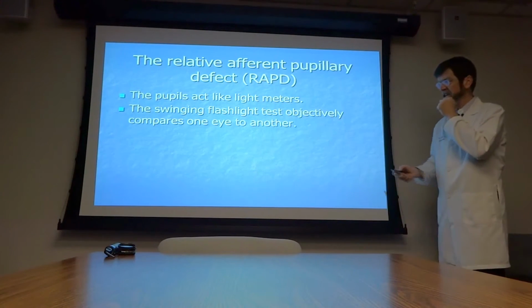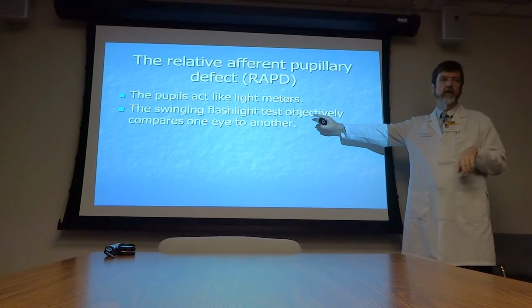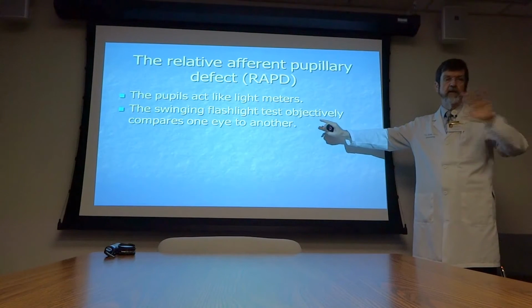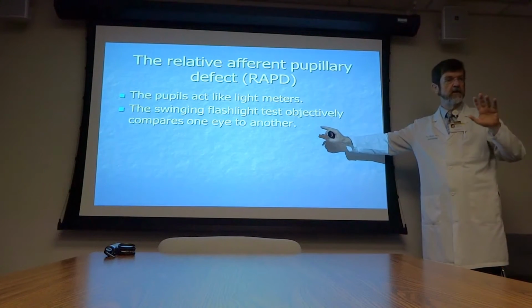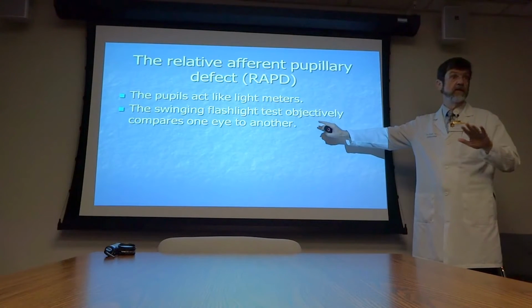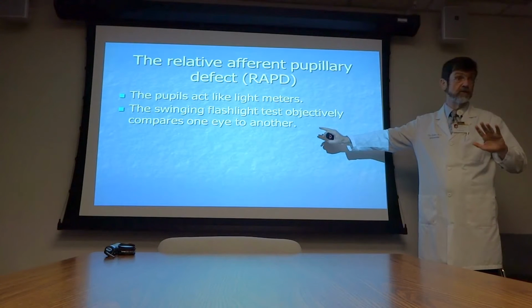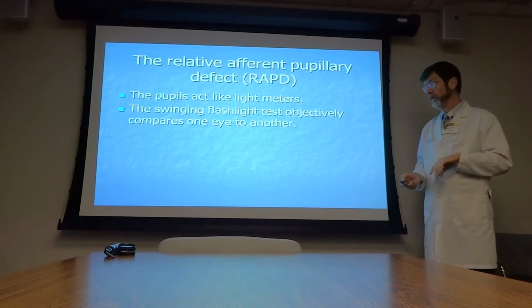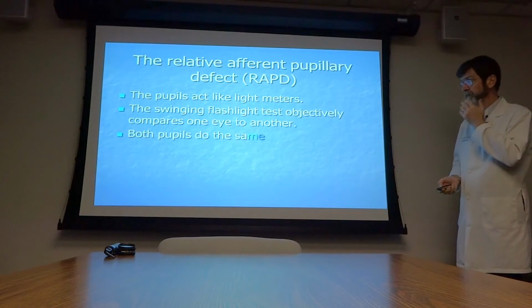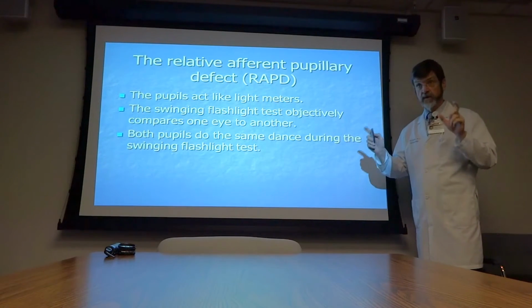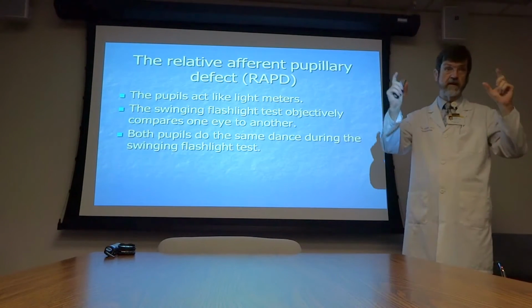And the swinging flashlight test, as I said, objectively compares one eye to the other. I don't care what the patient's feeling. I don't care how many disability dollars they're going to get. If their eye is injured, they don't have any control over this unless they just slam their eye shut and won't let you even look in. So it's absolutely crucial, since it's really our only objective test that we can do. And I'm going to say this over and over again: in an otherwise normal patient, both pupils are doing the exact same dance.